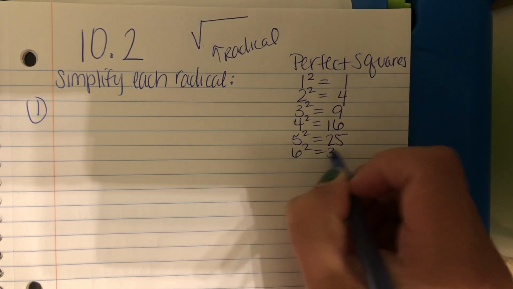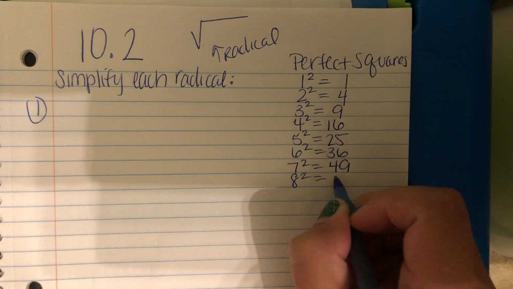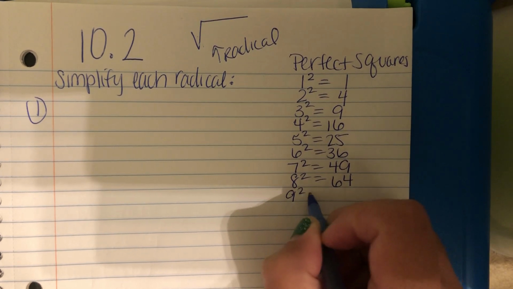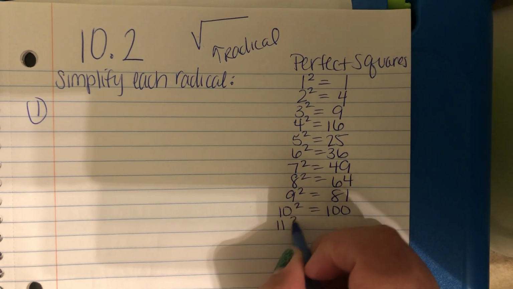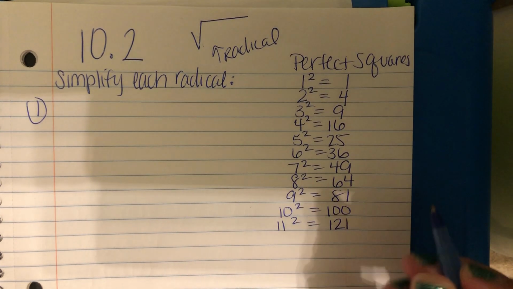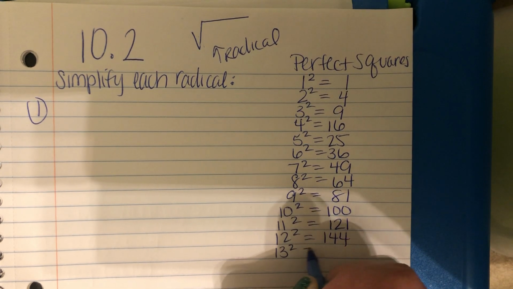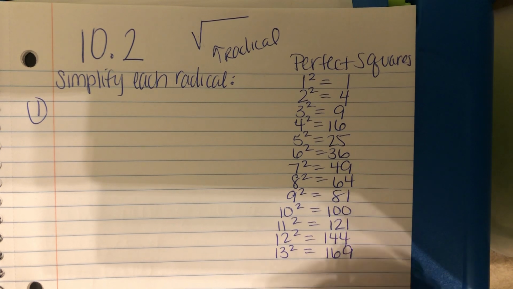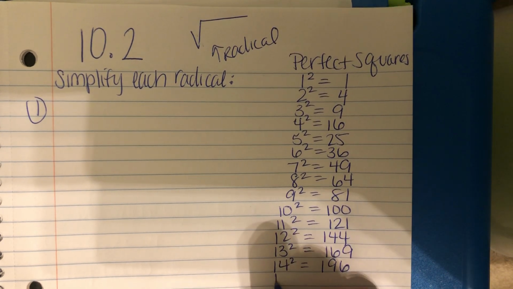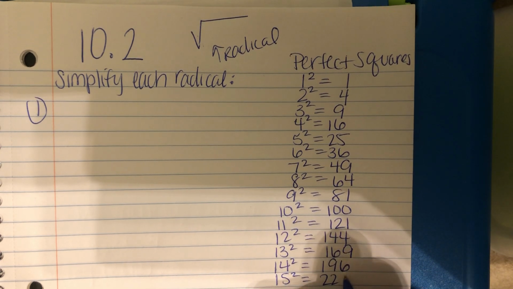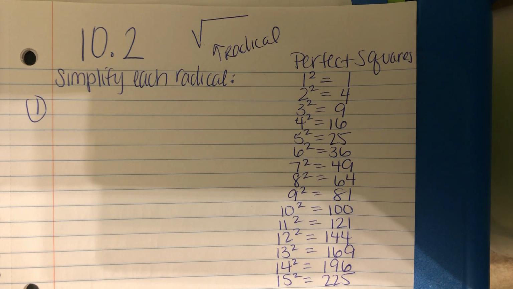6 squared is 36. 7 squared is 49. 8 squared is 64. 9 squared is 81. 10 squared is 100. 11 squared is 121. 12 squared is 144. 13 squared is 169. 14 squared is 196. 15 squared is 225, and that's about where I lose having them memorized.